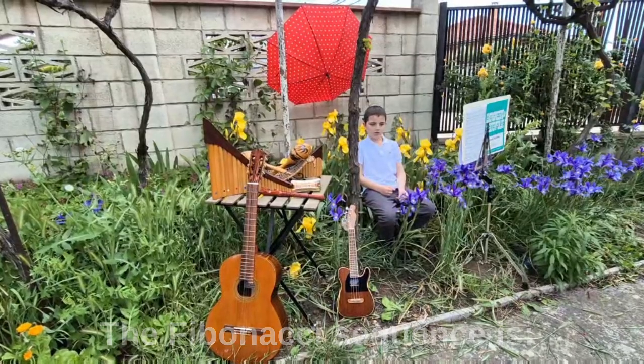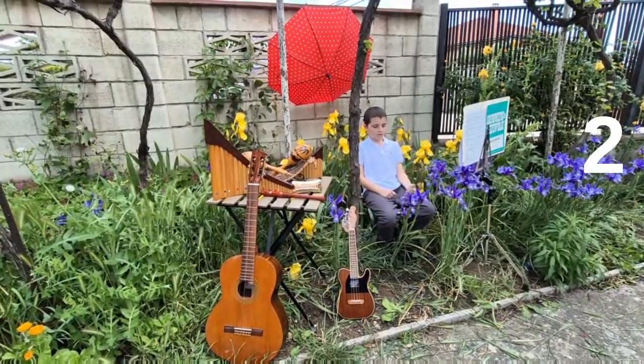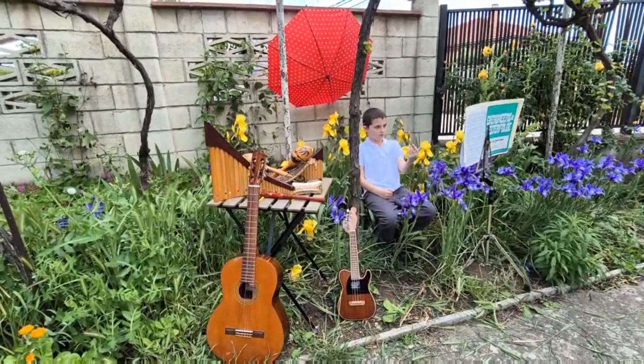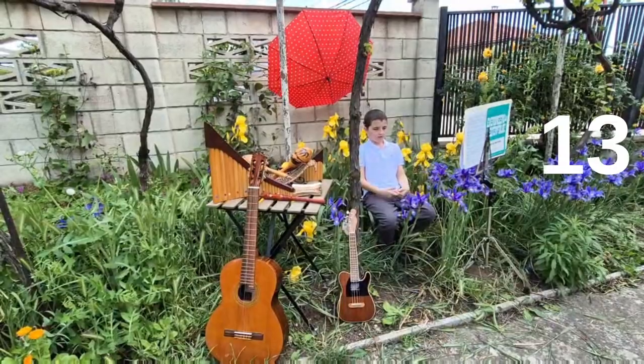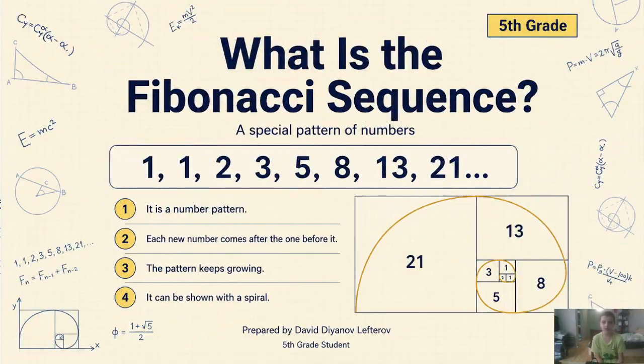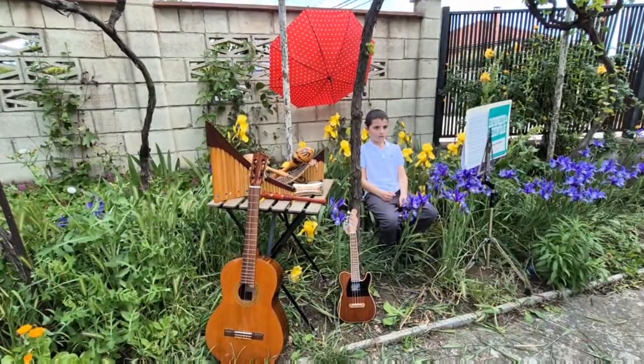The Fibonacci sequence is 1, 1, 2, 3, 5, 8, 13. First, it is a number pattern. Second, each new number comes after the one before it. Third, the pattern keeps growing. Fourth, it can be shown with a spiral. Each new number is made by adding the two numbers before it.